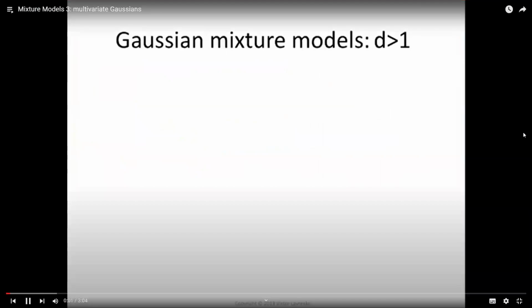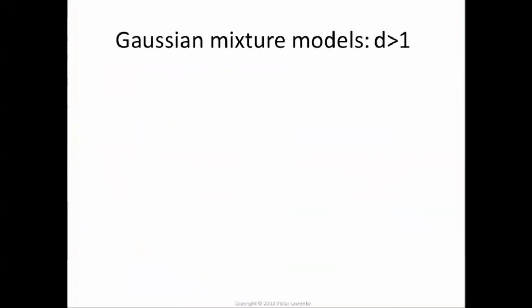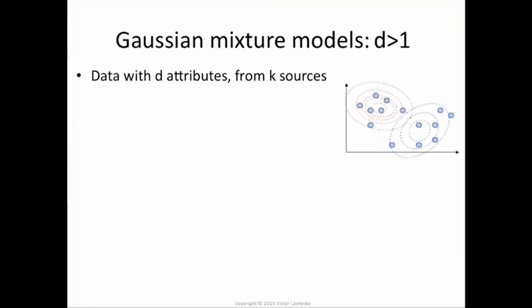Okay, so that example was in one dimension, and generalizing it to more than one dimension isn't terribly hard. It's just the examples don't look as nice. So when you have d dimensions, the assumptions are the same. You have data. Each data instance has d attributes. They come from k sources or distributions.